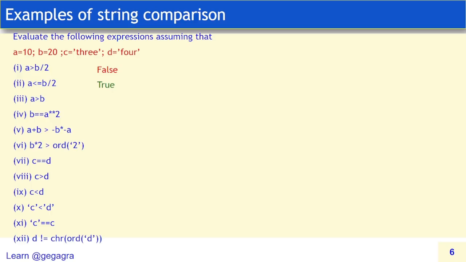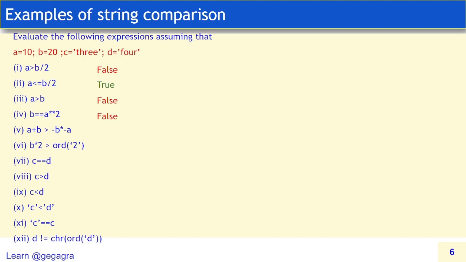Similarly, when you take a less than or equal to b upon 2, a is 10 and b is 20, so 20 upon 2 is again 10. So a is 10, b is also 10, so this is less than or equal to. The third one, a greater than b: since a is 10 and b is 20, it is not greater than 20, and that is why this is false. When we say b is equal to a raised to power 2, a is 10, so 10 squared is 100, and b is 20, which is not equal, so again it gives false.